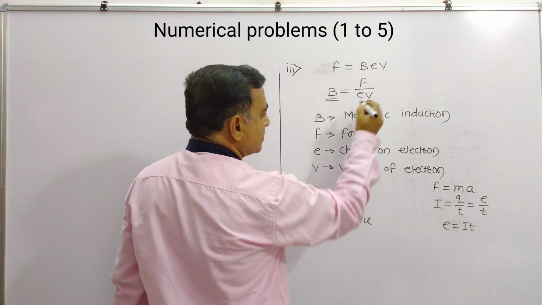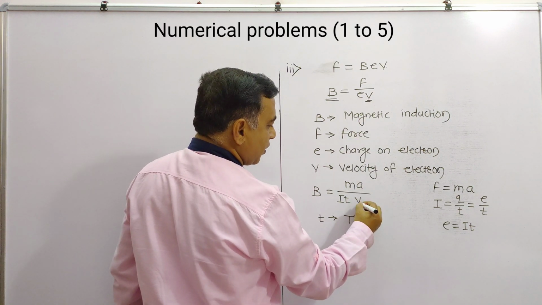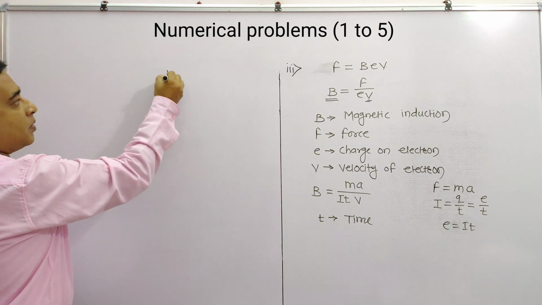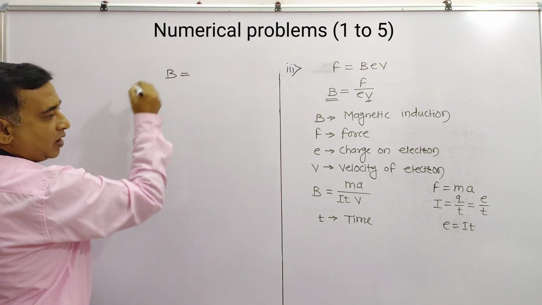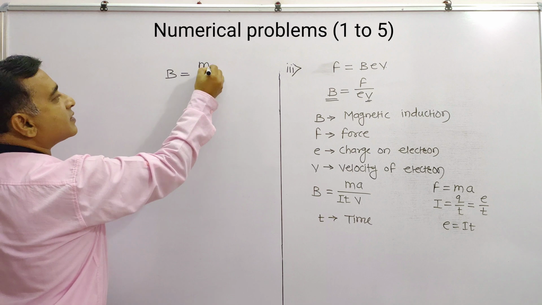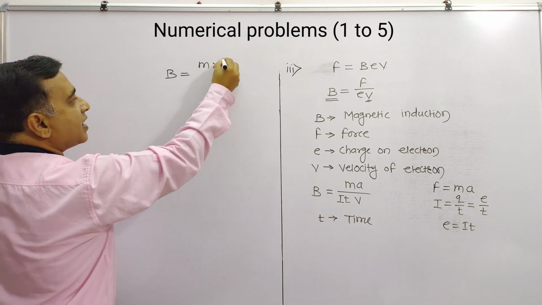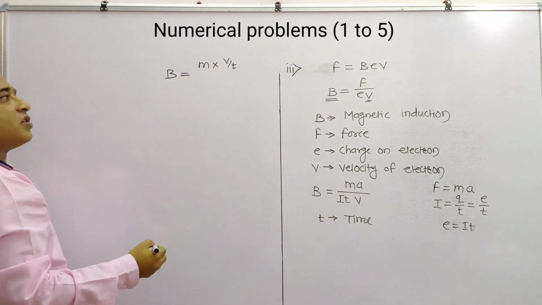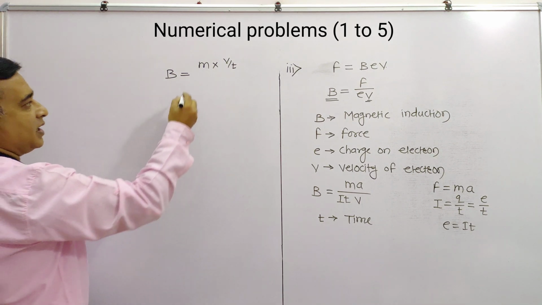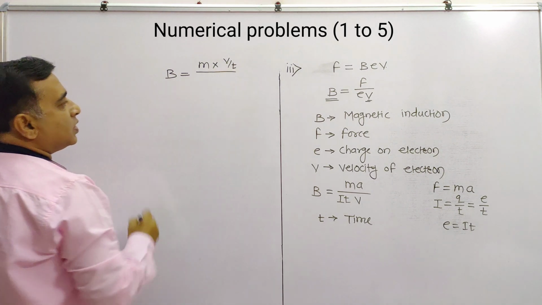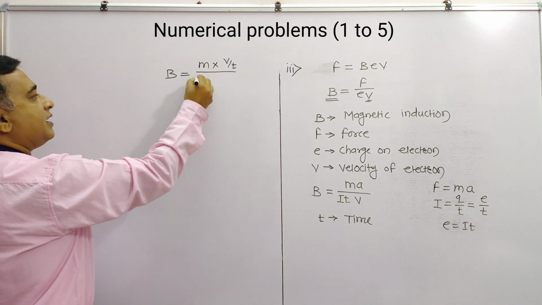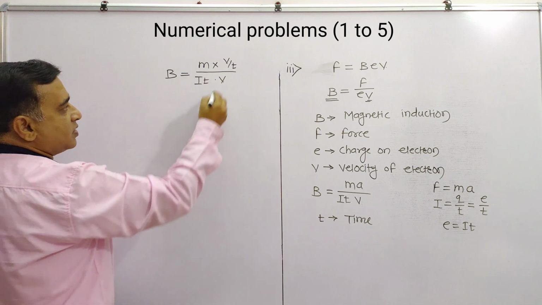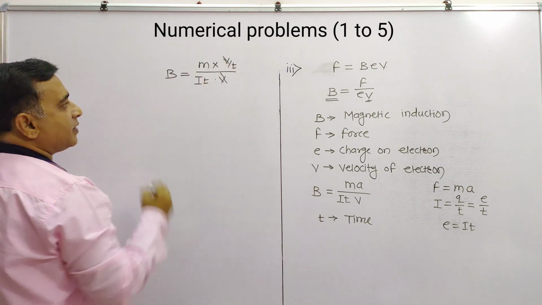What is the remaining factor? That is velocity. So I am going to write here B is equal to mass, and acceleration can be written as velocity upon time, or rate of change of velocity is nothing but your acceleration. So here it is I T as it is, and what about this V? Here it is V. So this V cancels with this V.